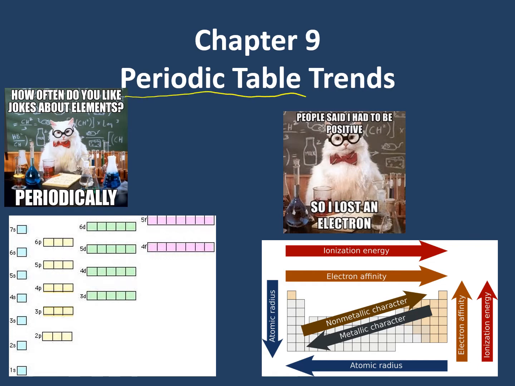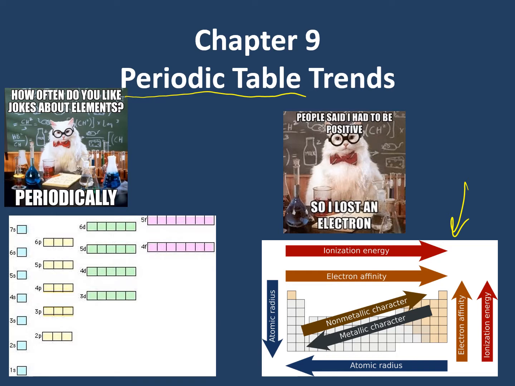Periodic table trends are a number of properties that change based on where the element's location is on the periodic table. So you can see down here, if we compare two elements on the periodic table, we can figure out a lot of these properties based on what location that element is on the periodic table.